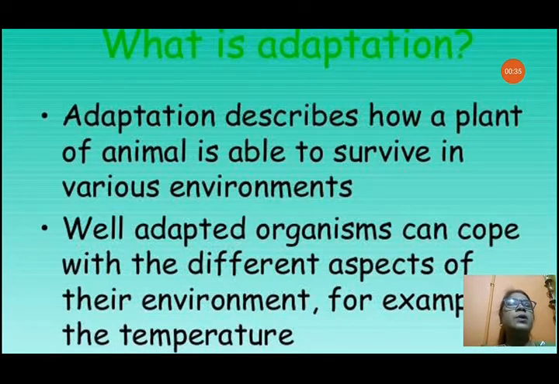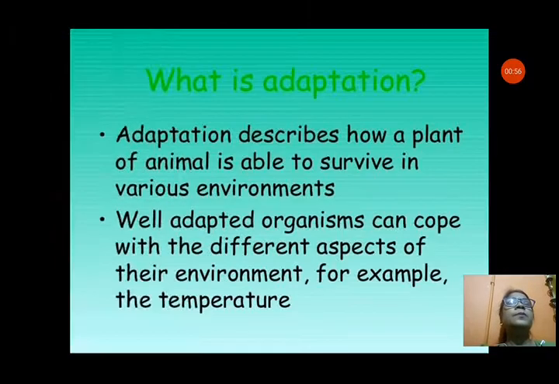For example, the temperature. That means like the camel. The camel is adapted to live in the harsh conditions of the desert, where it is so hot, but they can survive. And the polar bear is adapted to live in the cold polar region. The whole year there is snow and they are adapted to live in that environment only.